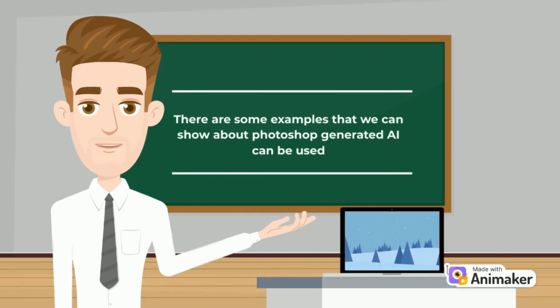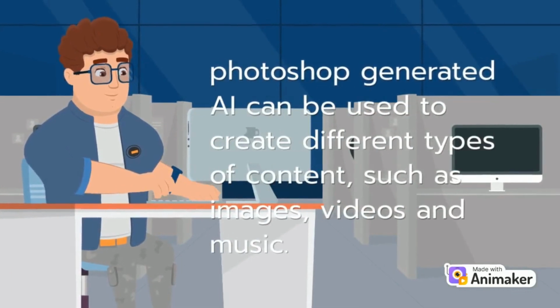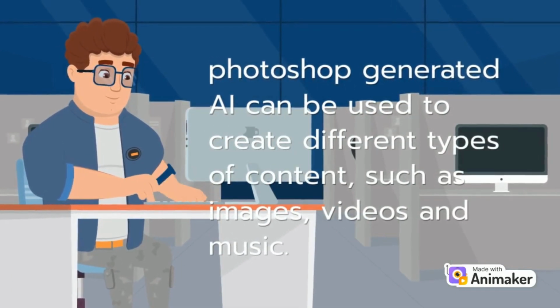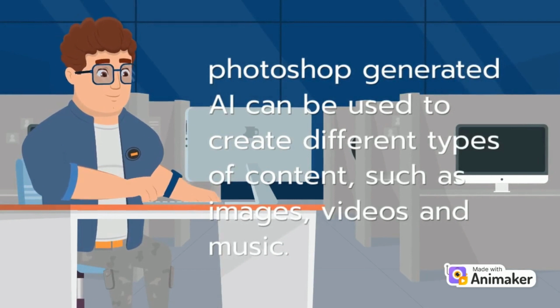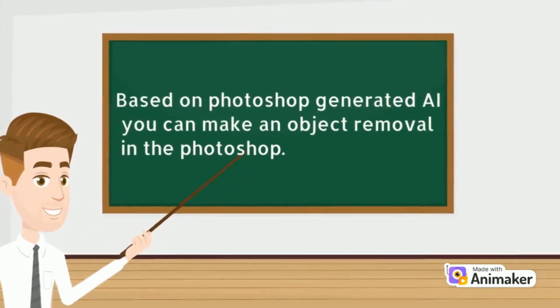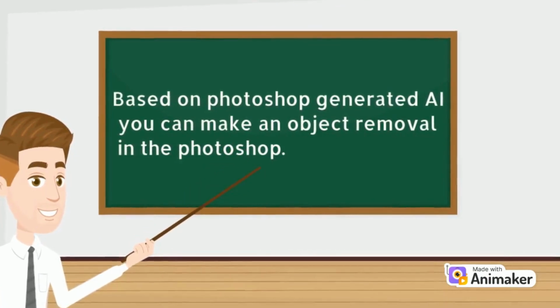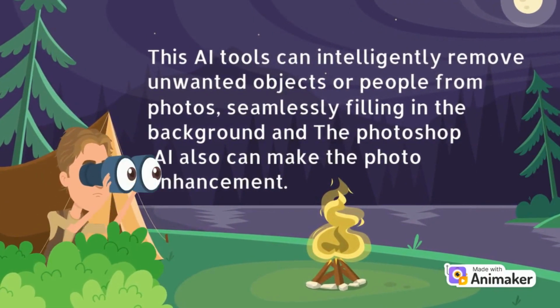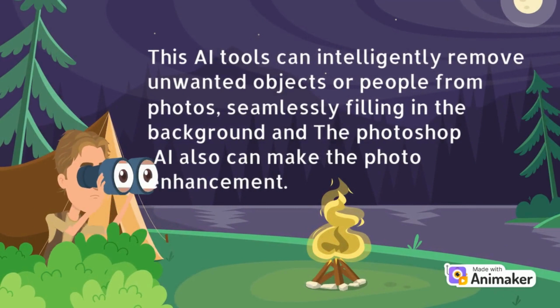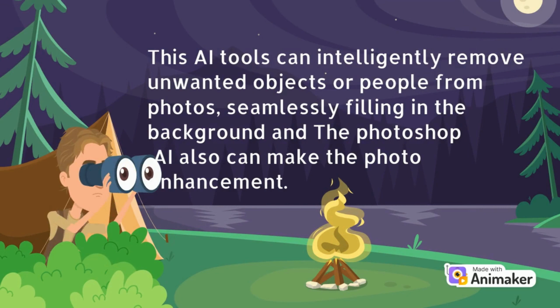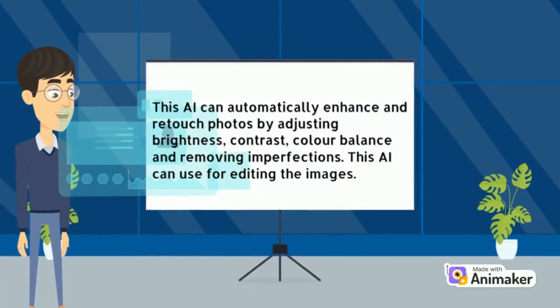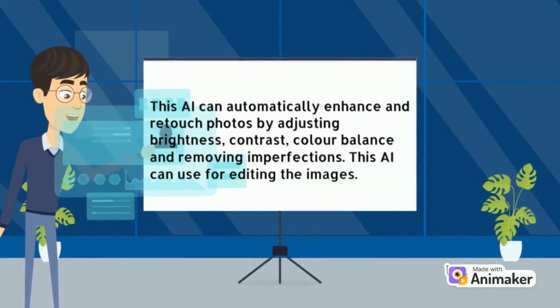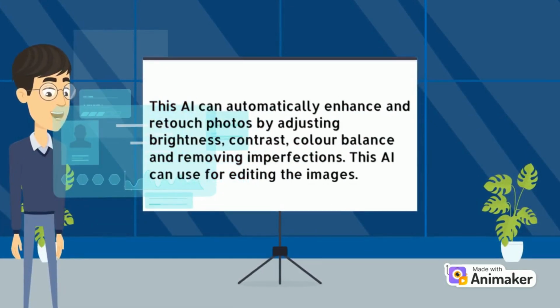There are some examples that we can show about how Photoshop Generative AI can be used. Photoshop Generative AI can be used to create different types of content, such as images, videos and music. Based on Photoshop Generative AI, you can do object removal. In Photoshop, this AI tool can intelligently remove unwanted objects or people from photos, seamlessly filling in the background. Photoshop AI also can do photo enhancement. This AI can automatically enhance and retouch photos by adjusting brightness, contrast, color balance and removing imperfections.